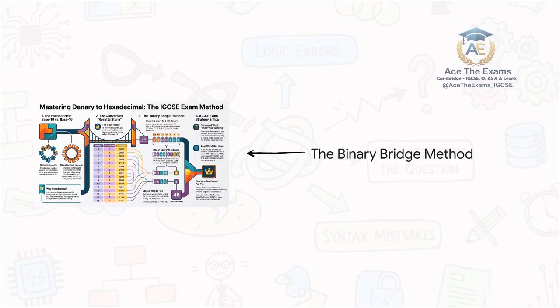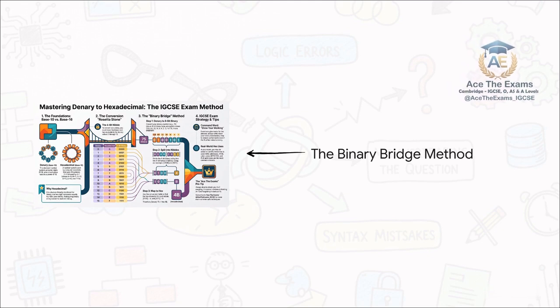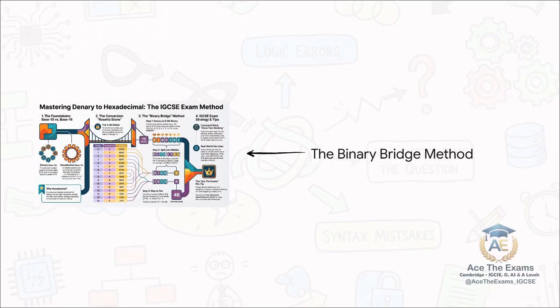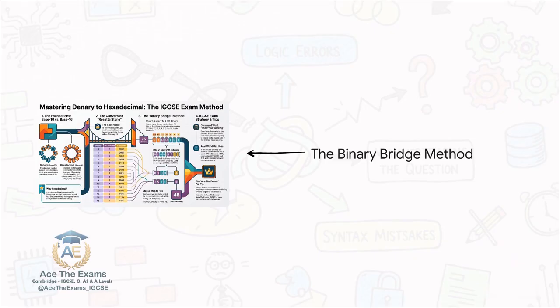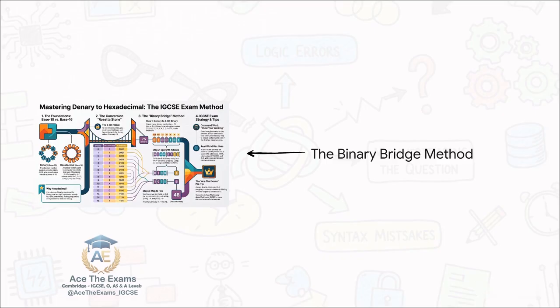The fix is what we call the binary bridge method. Think of this as your Rosetta Stone for the exam. Hexadecimal is basically just a human-friendly shorthand for binary, right? Each hex digit represents exactly 4 bits, or 1 nibble. By forcing yourself to physically write out that intermediate binary step, you build a literal bridge between base 10 and base 16. That way, even if your final hex calculation is a little bit off, the examiner sees your thought process and you still get those partial marks.